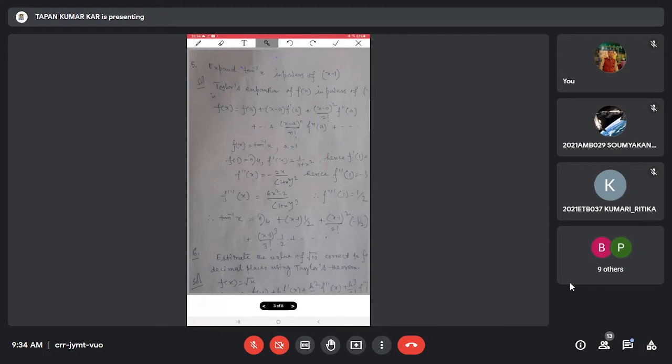So here, if you consider f(x) equal to tan inverse x, consider a general function f(x) in powers of x minus a. So what will be the expansion? This is Taylor's theorem for the function f(x) in powers of x minus a, that is, about the point a. In powers of x minus a means what? Expansion of the function using Taylor's theorem about the point a.